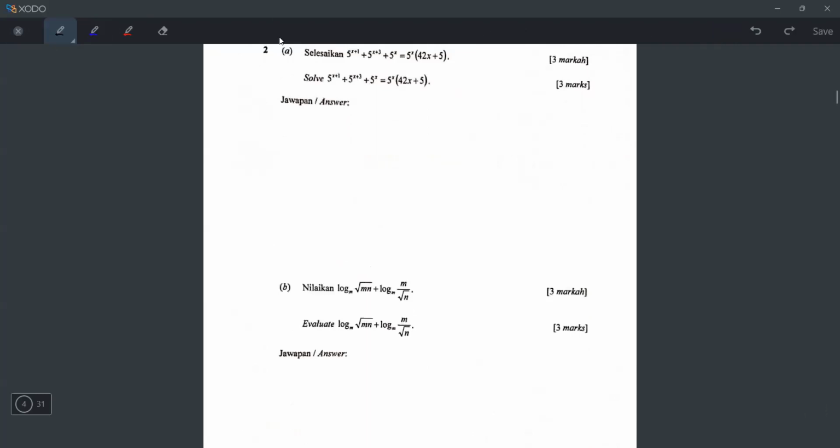Okay, let's move on. Question number 2. This is obviously an indices question, all right? Just from the looks of it, you know it's indices, surds, and logarithms. So how to do it? They want you to solve this thing. So this is indices, and what you need to do is break down everything, okay?